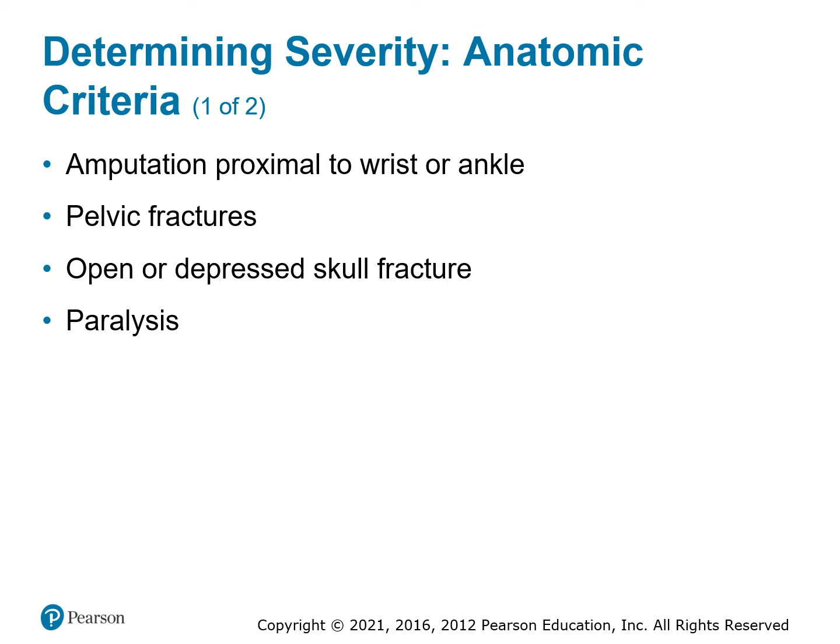There's also going to be some anatomic criteria that should at least put your brain in motion that this is going to be a severe call. These things are not limited to just this list, but these are the four main things that you'll be looking for: amputation proximal to the wrist or ankle. So anything above the wrist or ankle, that's an amputation. Any pelvic fractures, any open or depressed skull fractures, and then any type of paralysis. If you have any of these four conditions, again, think critical, think load and go.